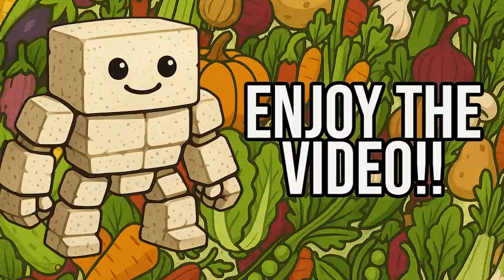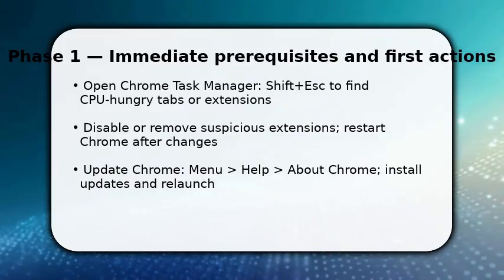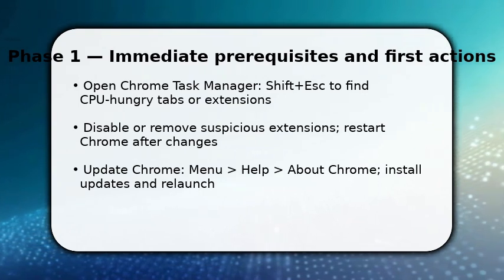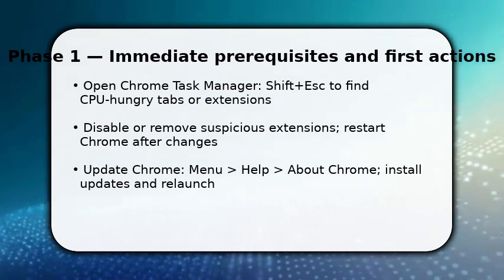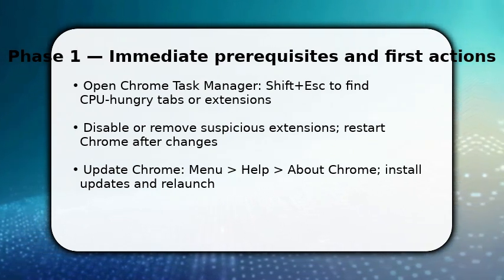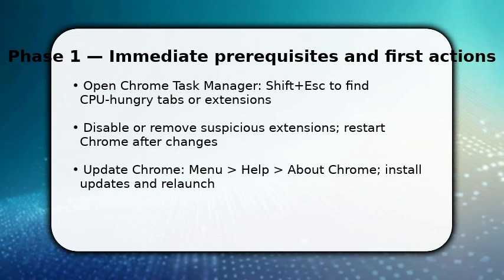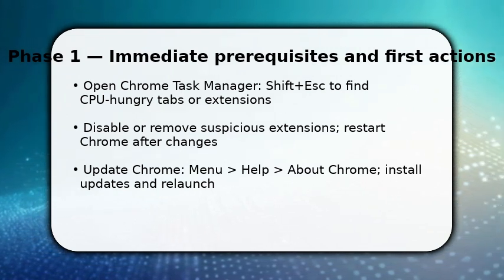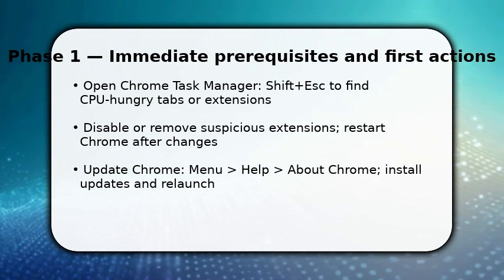Please enjoy the video. You start by finding the biggest offenders. Open Chrome Task Manager with Shift+S. Identify tabs or extensions using high CPU. Once done, disable extensions one at a time to see immediate effect and remove the obvious culprits.